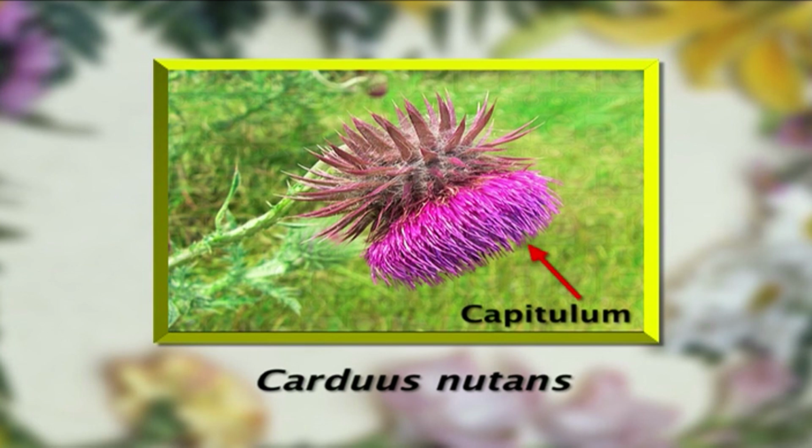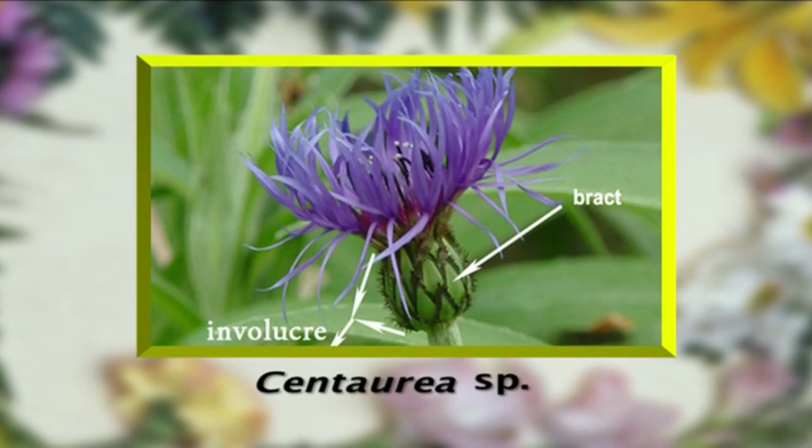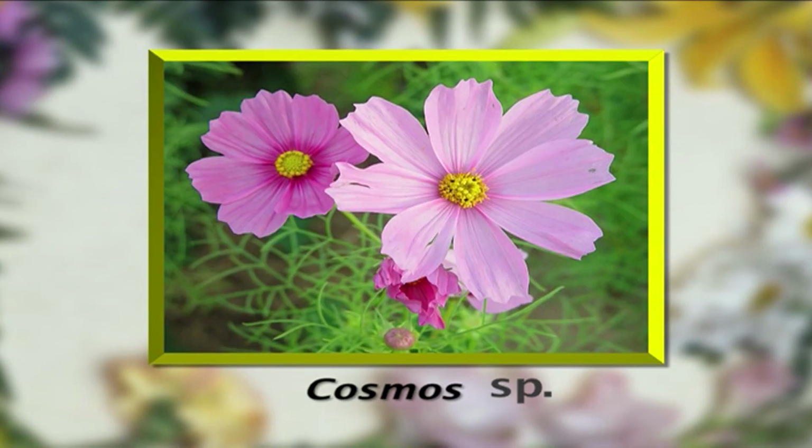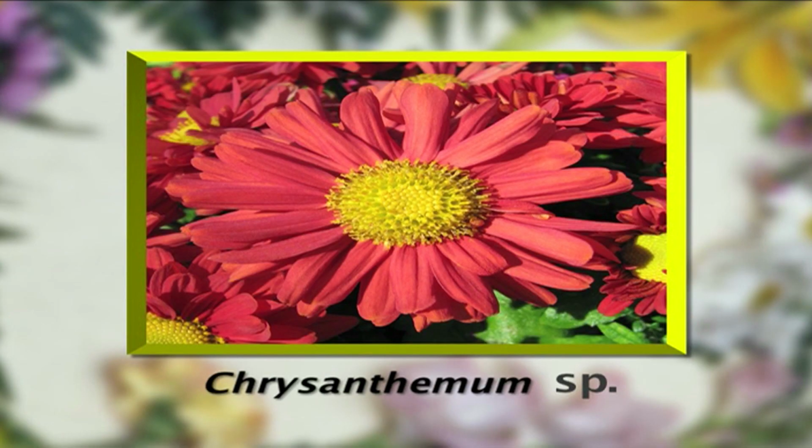Each floret is bracteate and the whole inflorescence is surrounded by one or more whorls of bracts collectively called the involucre. The capitulum inflorescence is commonly known as head and is a characteristic of an important family called Asteraceae. The best examples are sunflower, cosmos, chrysanthemum, marigold, etc.